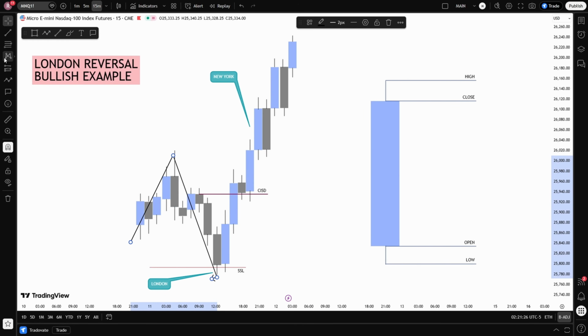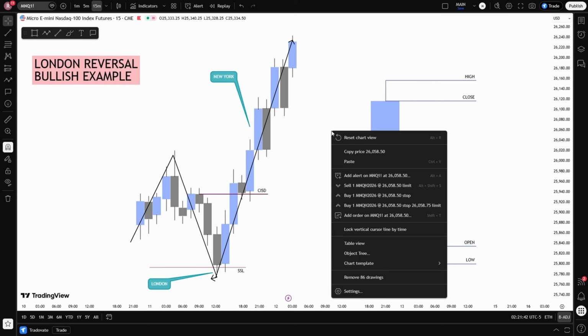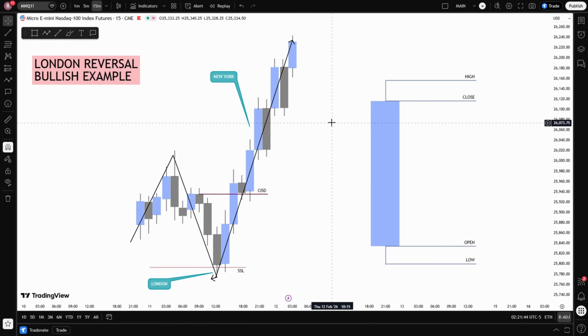After that manipulation lower, we then look for a change in the state of delivery or a market structure shift on the lower time frame. That shift tells us the manipulation phase is likely complete and that price is ready to expand in the opposite direction. Once London establishes that reversal and shifts structure, the New York session often continues the move.